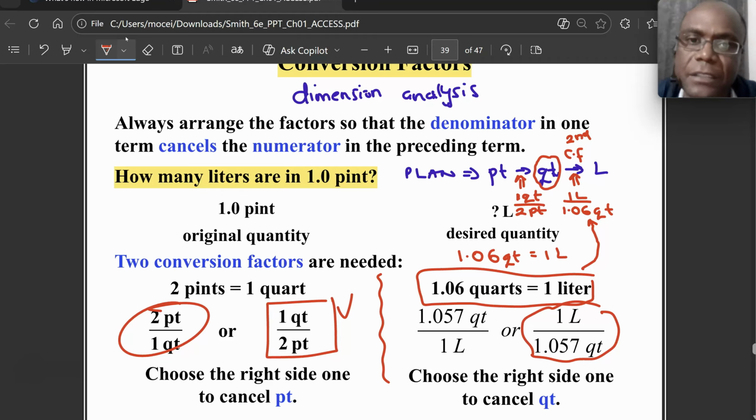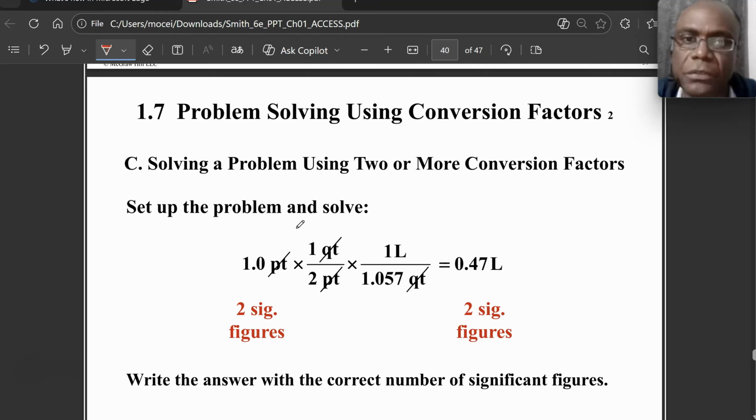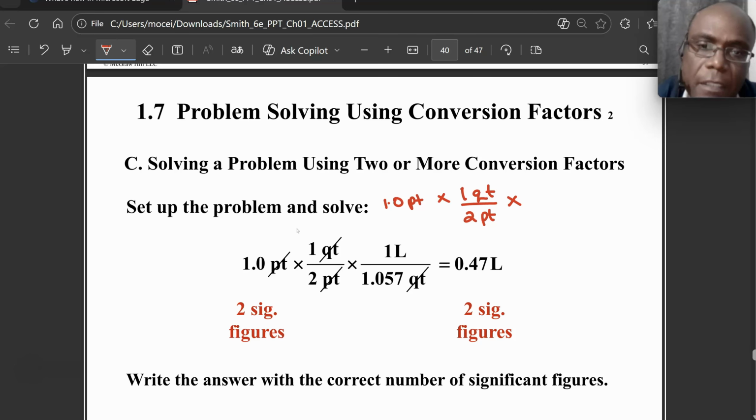Knowing that, you can now write a dimensional analysis of this problem. How many liters are in 1 pint? You take your pint that was given and start multiplying by the conversion factors. 1 quart is 2 pints, and 1 liter is 1.06 quarts, or 1.057 quarts. This 1.06 is estimated.